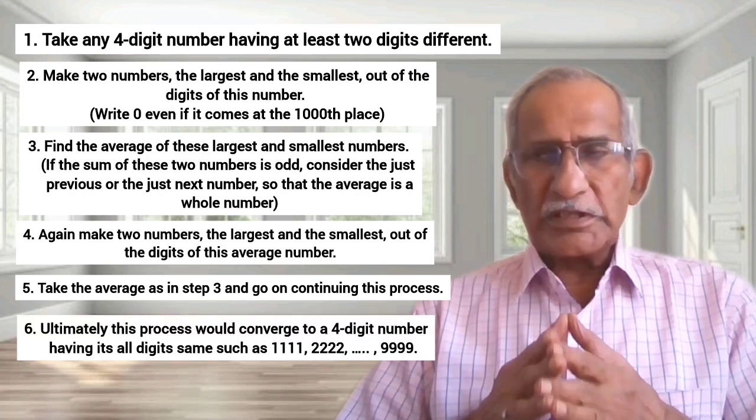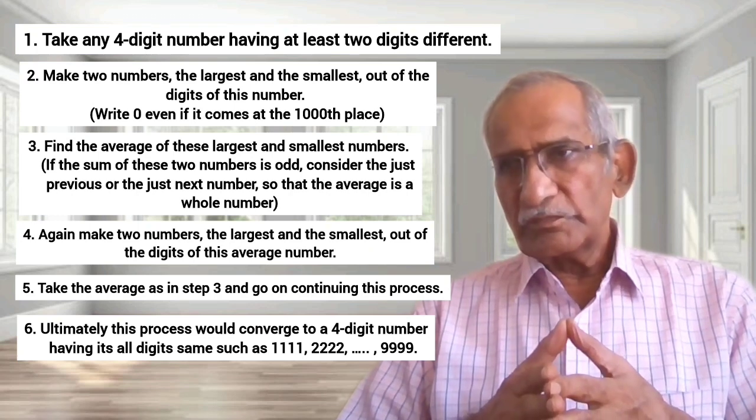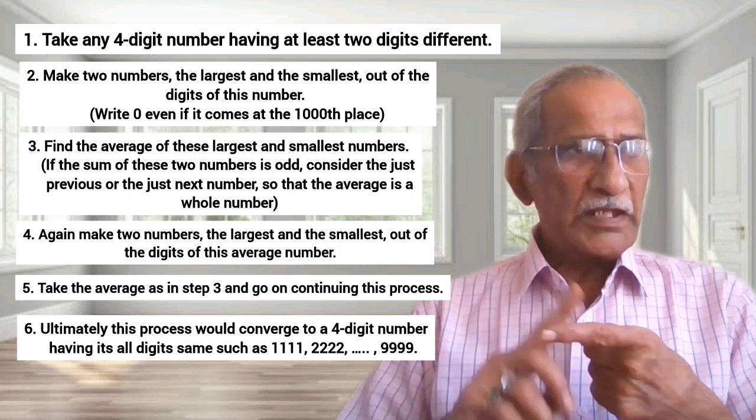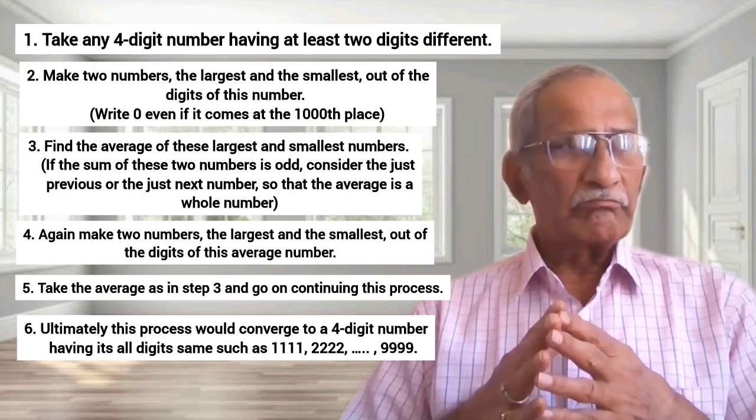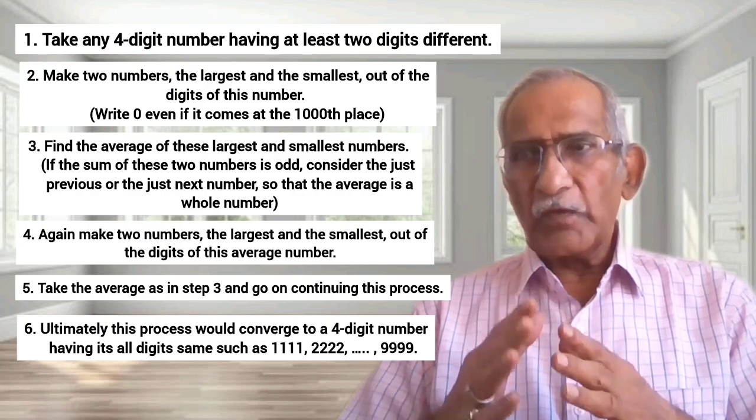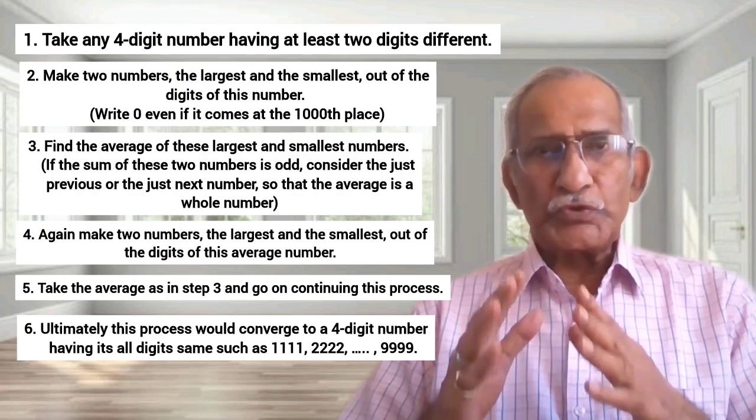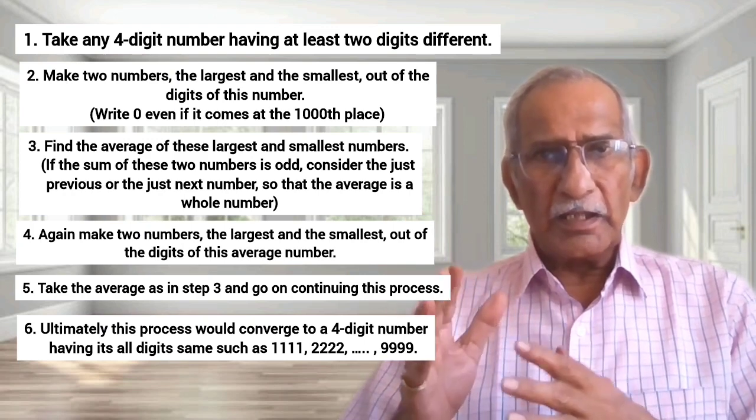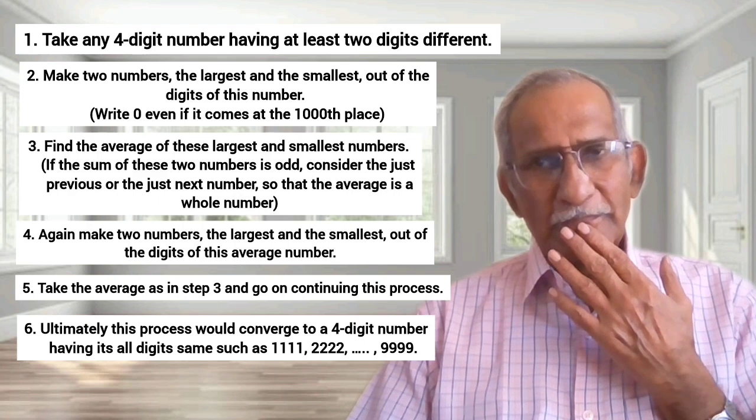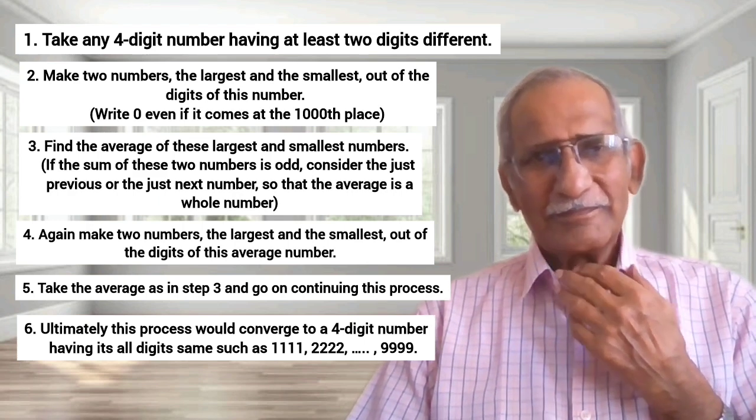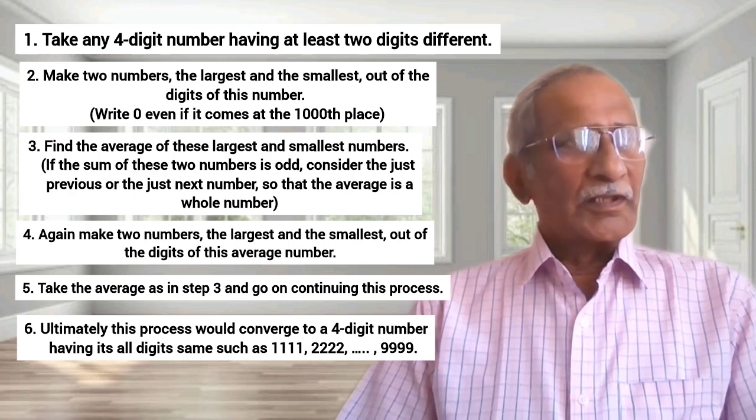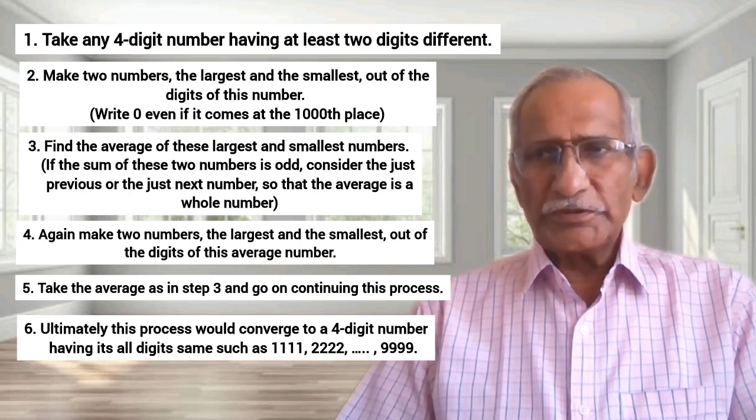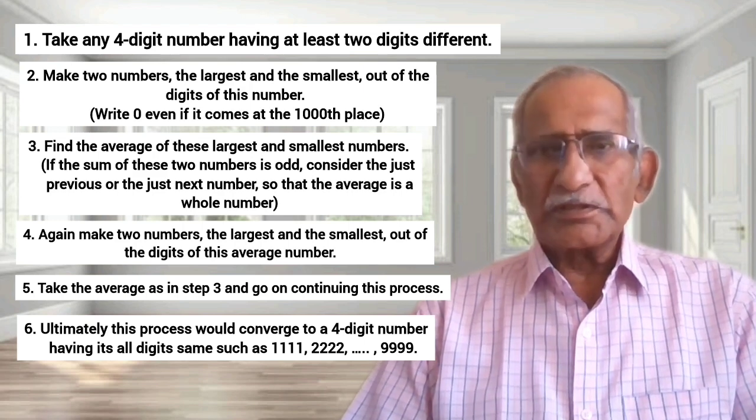Ultimately, this process would converge to a four-digit number having all its digits the same, such as 1111, 2222, and so on, up to 9999. Let us take one example which would make the process clear.